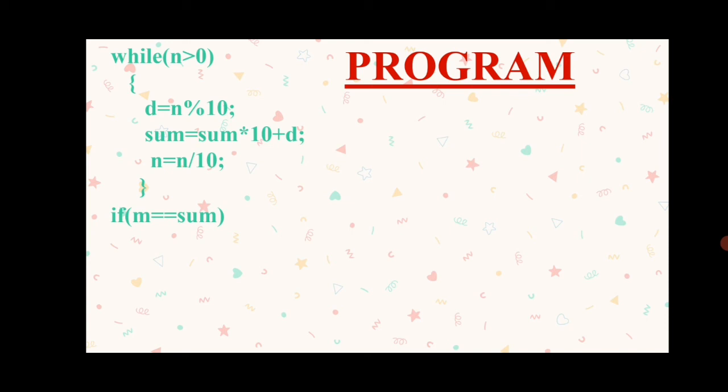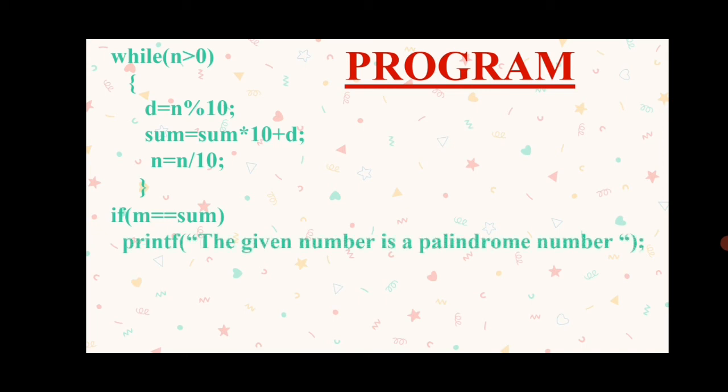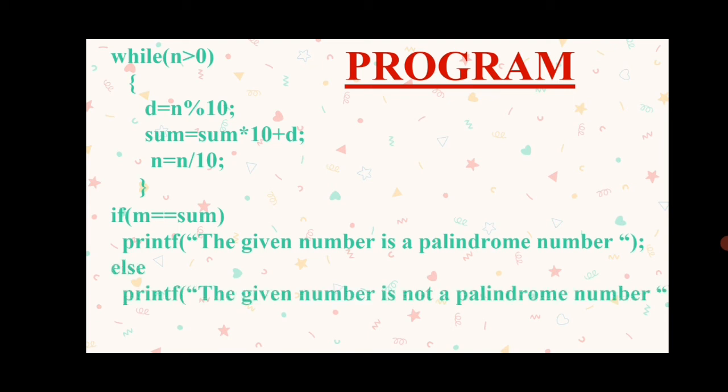If the given number is equal to the reversed number, printf, the given number is a palindrome number. Else printf, the given number is not a palindrome number. Close bracket. This is the whole program for the palindrome number.